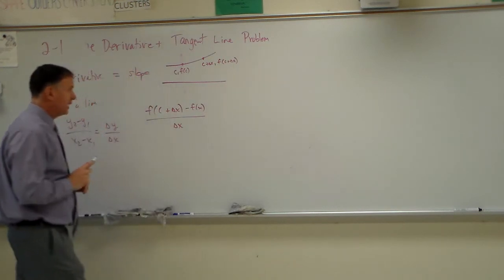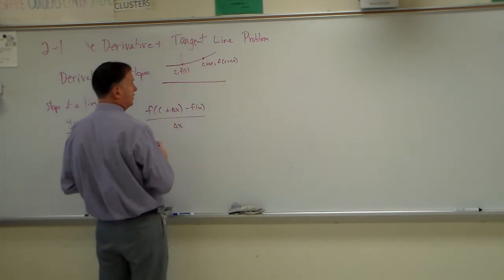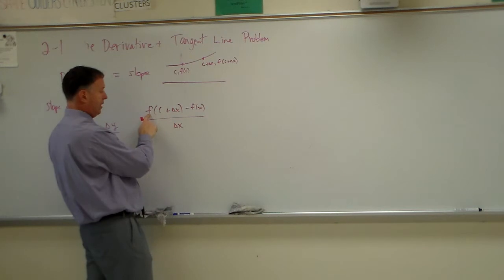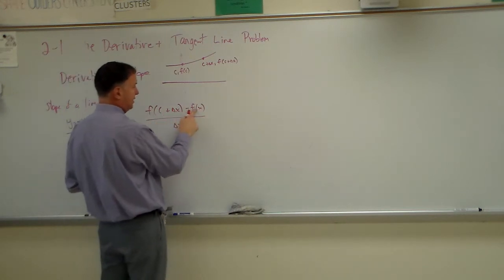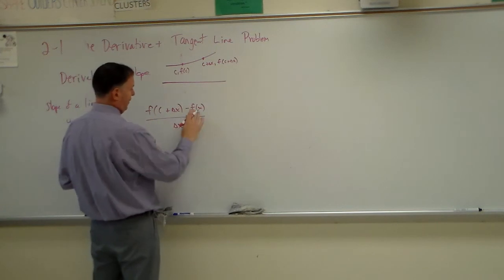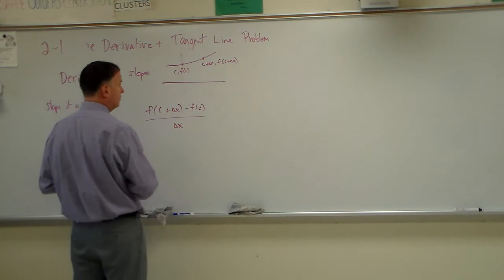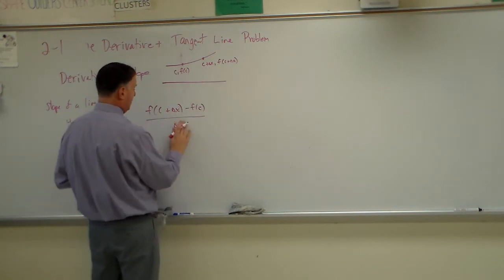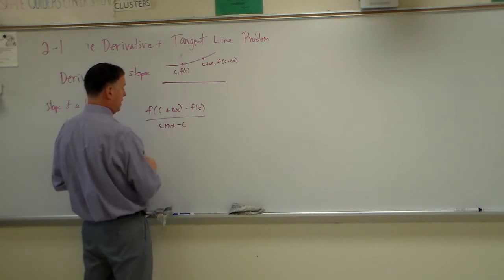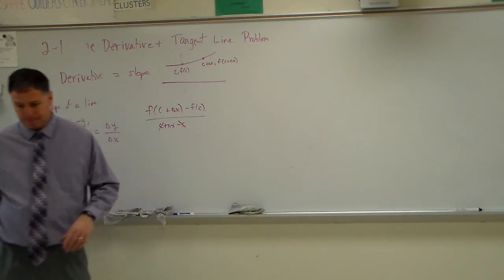So if we think of it, right? If we think of it and we found the slope of this, we would take this minus this, f of c plus delta x minus f of c, this and this, okay? And then on the bottom, you would have c plus delta x minus c, and the c's cancel, and that's what we get, okay?